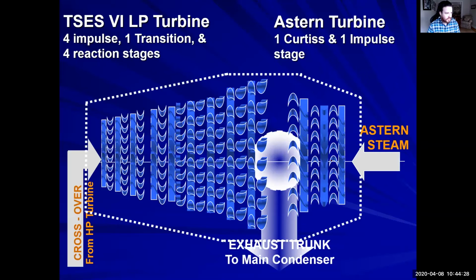When the astern steam is on, we travel in this direction. We are going to be rotating in the opposite direction. Ahead was going this way. Astern is in the opposite, and they both go right into the main condenser.